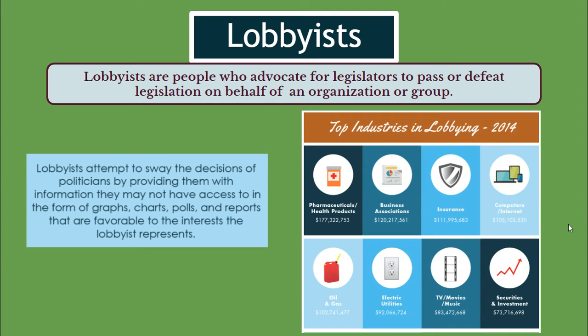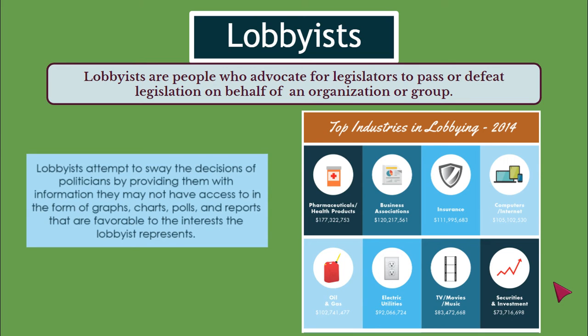In 2014, the top industries in lobbying were pharmaceutical and health products, business associations, insurance, computers and the internet, oil and gas, electric utilities, TV, movies and music, and securities and investments. So each of these industries paid lobbyists to go speak with congressmen and try to convince them how to vote that would be good for them and good for their business.